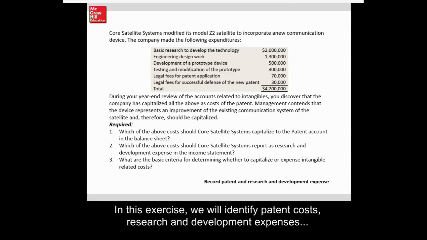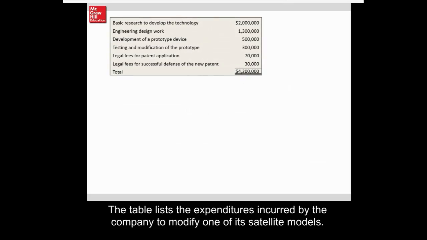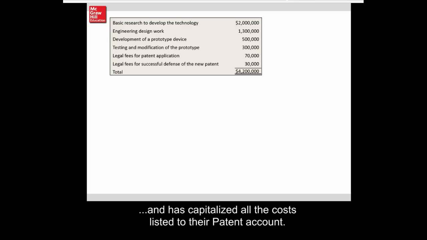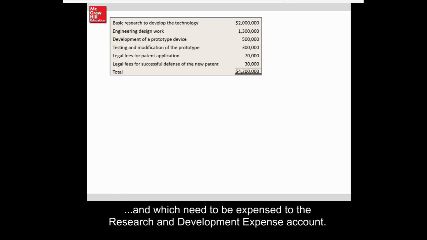In this exercise, we will identify patent costs, research and development expenses, and the basic criteria to help determine whether to capitalize or expense intangible related costs. The table lists the expenditures incurred by the company to modify one of its satellite models. The company has incurred expenses in the modification and management of its model and has capitalized all the costs listed to their patent account. During the year-end review, we need to determine which of these costs need to be capitalized to the patent account and which need to be expensed to the research and development expense account.